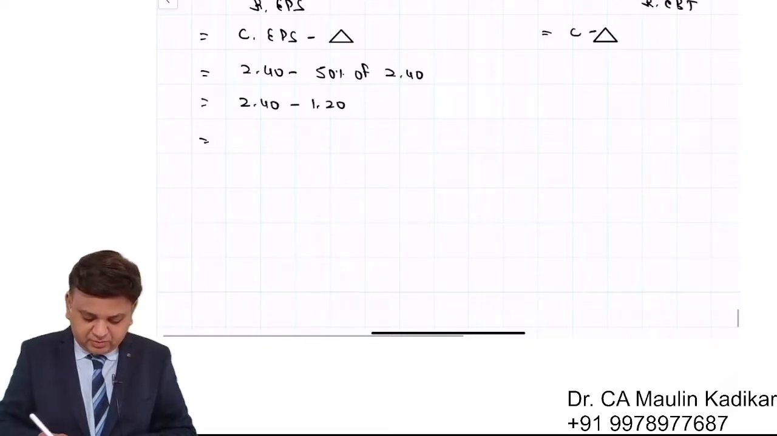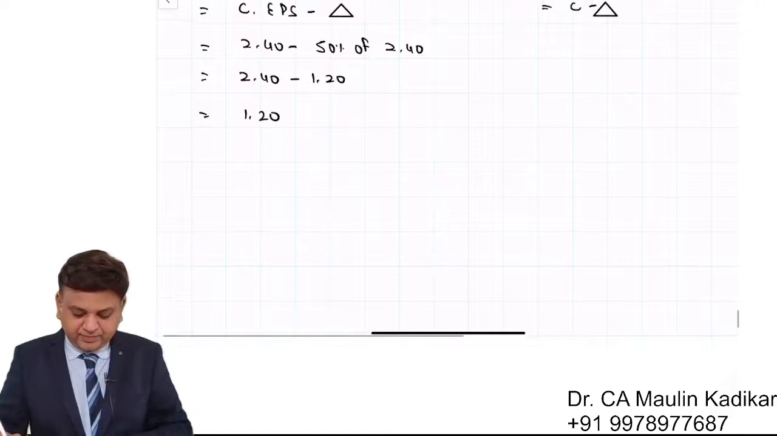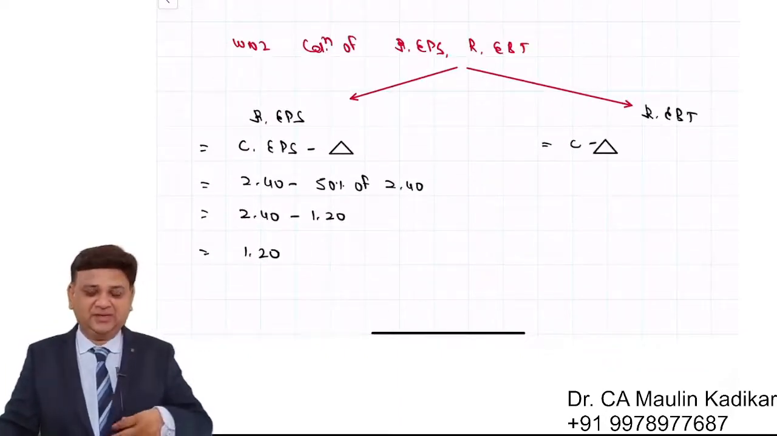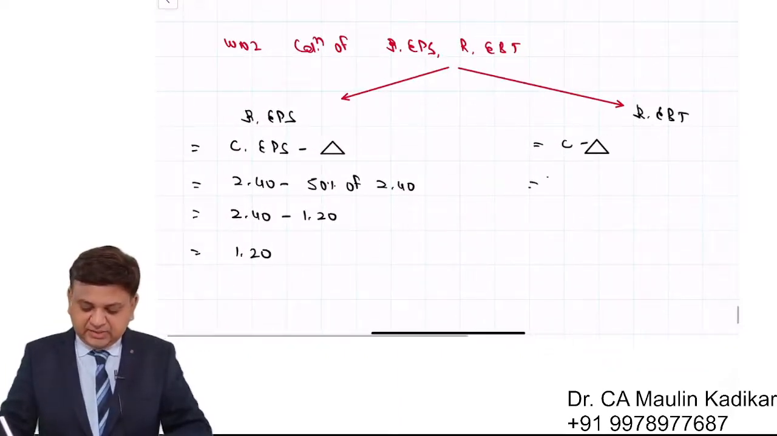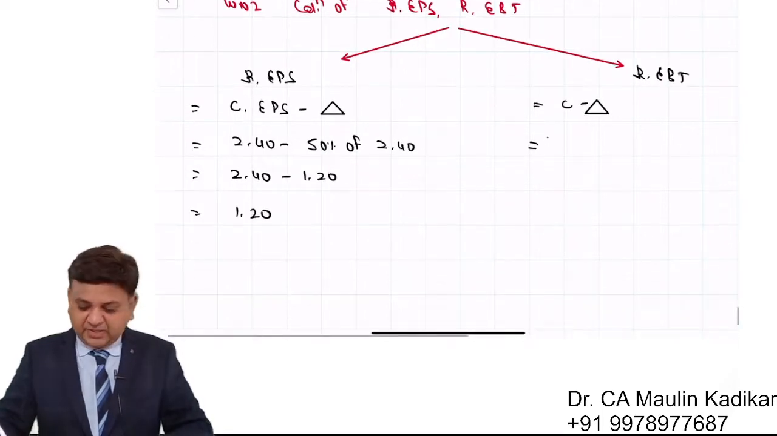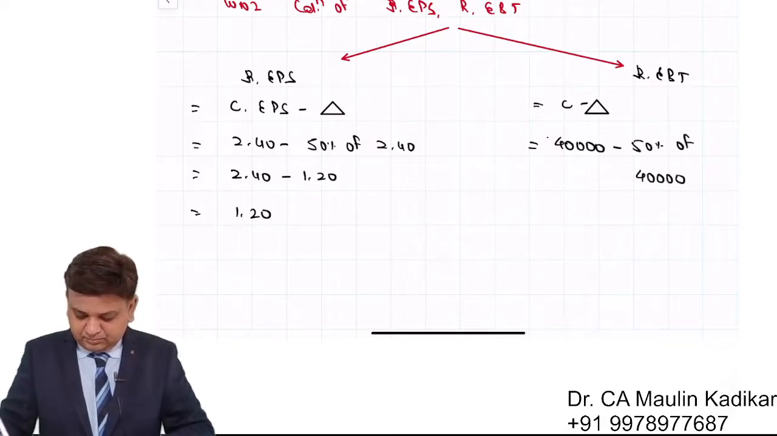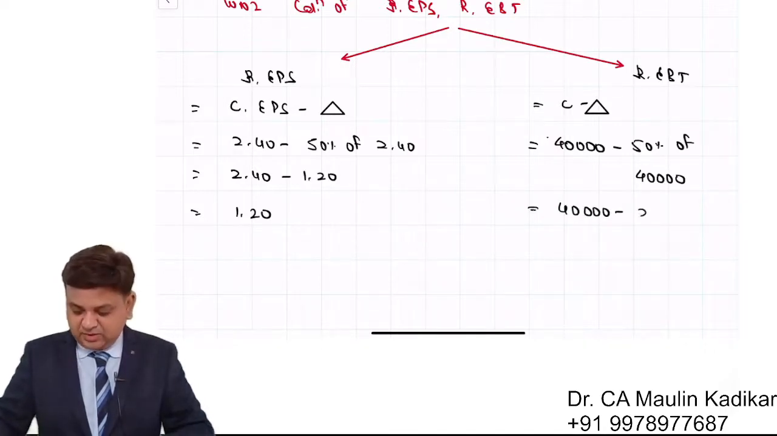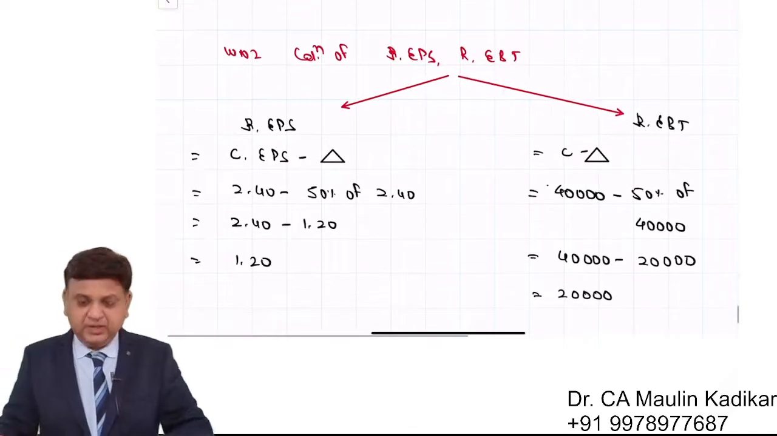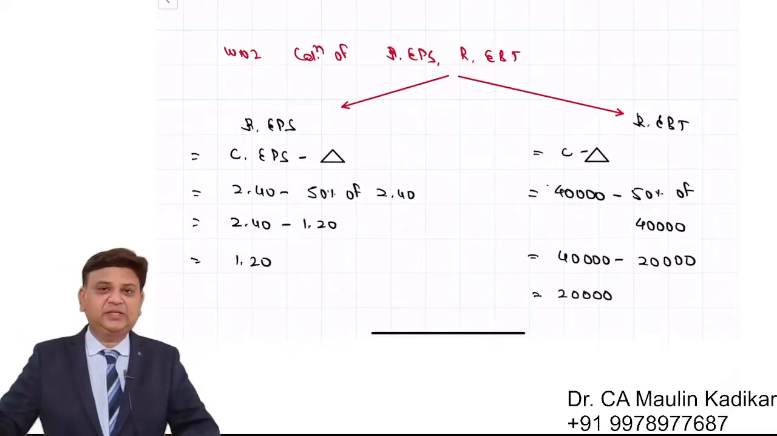2.4 minus 1.2. The answer is 1 rupee 20 paise. And in case of EBT, it is 40,000 minus 50% of 40,000. So 40,000 minus 20,000. So that comes to 20,000. That is the way the revised EPS and EBT can be found.